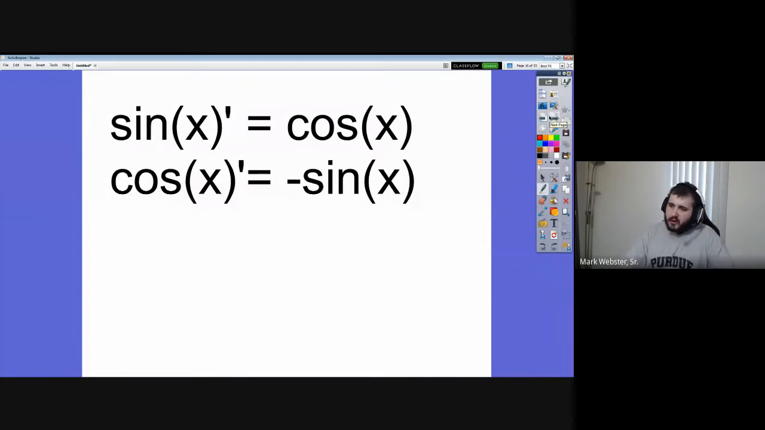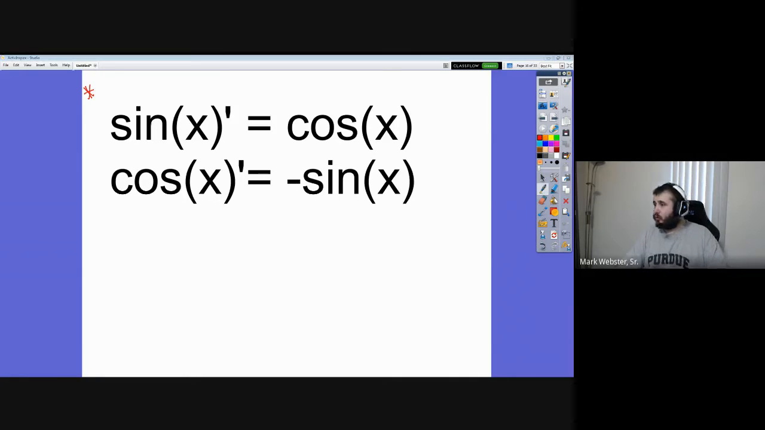First things first, these are the rules for sine and cosine. If I want to take the derivative of sine, I get cosine. If I want to take the derivative of cosine, I get negative sine. If I were to keep going, it sort of flashes back and forth: sine, cosine, negative sine, cosine, sine. So my recommendation to you, if you do nothing else, is memorize these two. The derivative of sine is cosine. The derivative of cosine is negative sine.